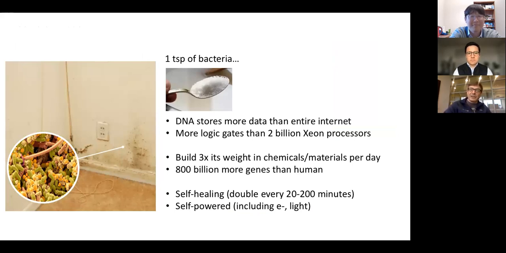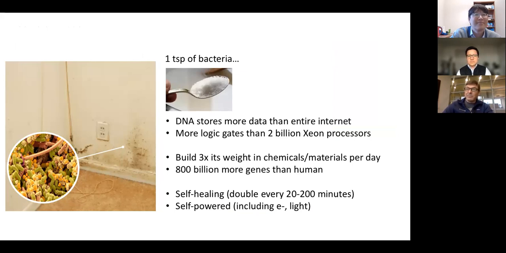You know, we look at the gunk that's growing in your bathroom wall as just gunk, but it's incredibly powerful gunk. So 1 teaspoon of bacteria has more DNA storage capability than the entire internet, more logic gates than 2 billion Xeon processors. So it's a computing and data storage powerhouse.